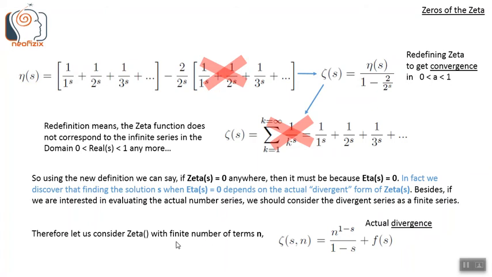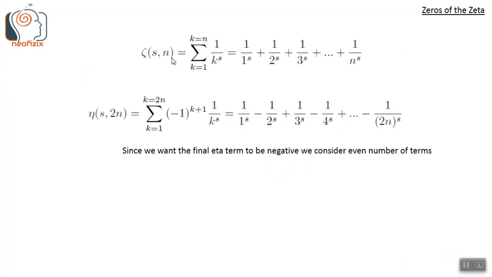Therefore, let us consider the zeta series with a finite number of terms n. So we will get an expression like this. Defining it as a finite series, we will have two parameters defining the function, s comma n, where s is the power to which each term is raised and n is the number of terms. We can define the eta series as this. Here we have taken up to 2n terms because we want the last term to be negative, so there are an even number of terms in the series.